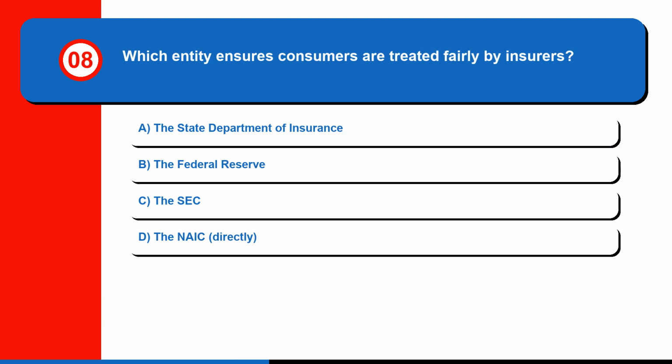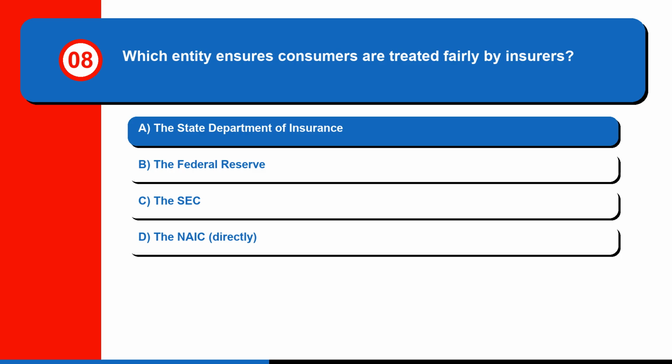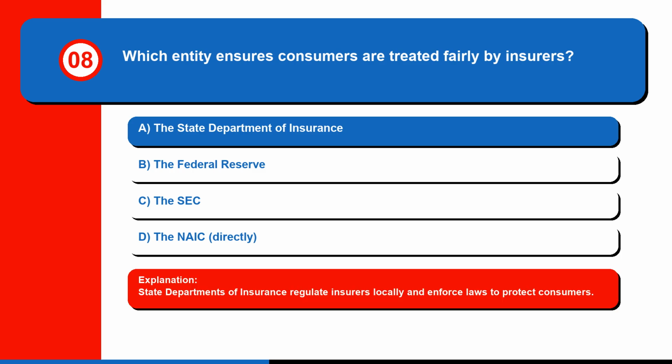Question 8. Which entity ensures consumers are treated fairly by insurers? A. The State Department of Insurance. B. The Federal Reserve. C. The SEC. Or D. The NAIC, directly. The correct answer is A. The State Department of Insurance. State departments of insurance regulate insurers locally and enforce laws to protect consumers.